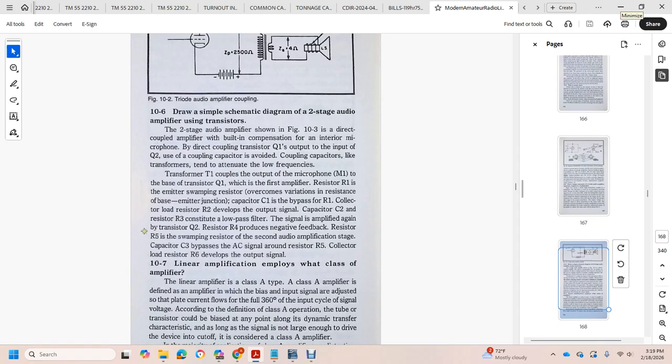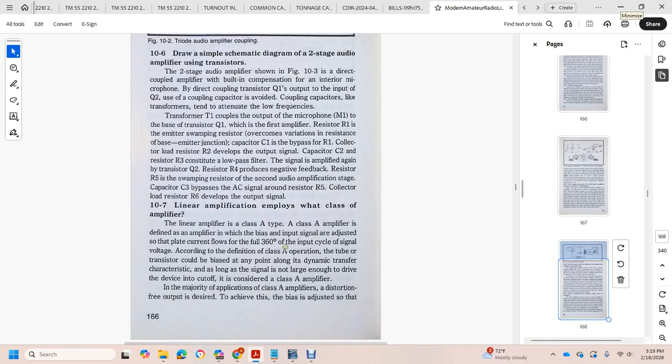The signal is amplified again with transistor 2. Resistor 4 produces the negative feedback. Resistor 5 is the swing resistor of the second audio amplification stage. Capacitor 3 bypasses the signal around resistor R5, with the collector load resistor R6 developing the output signal.